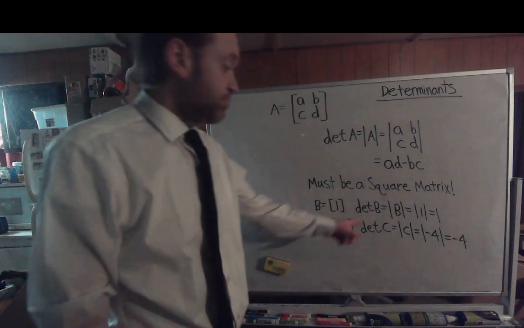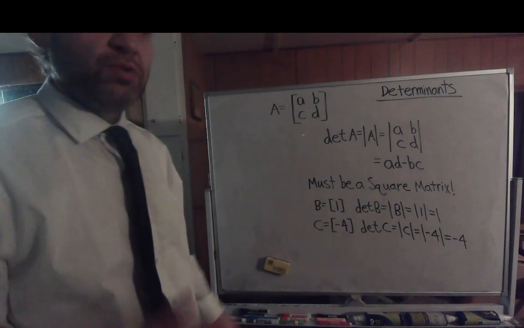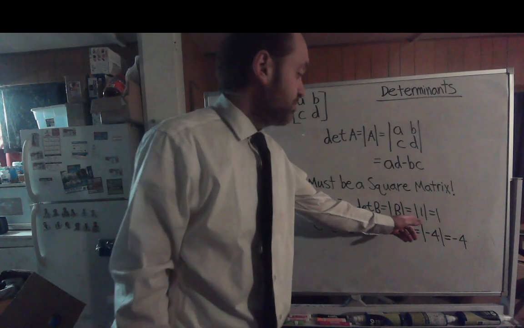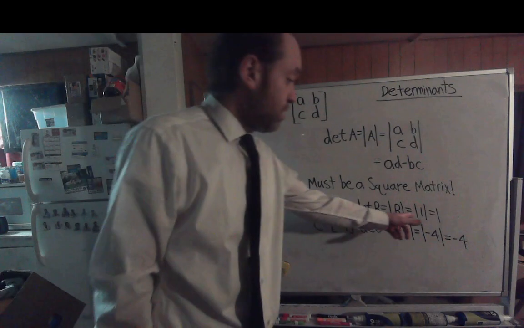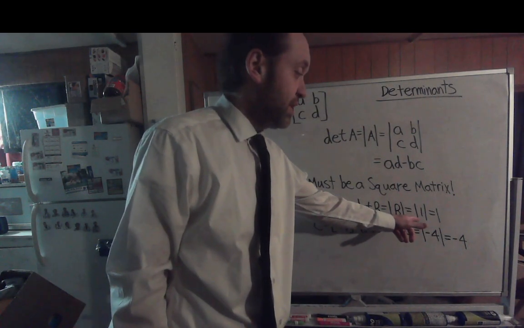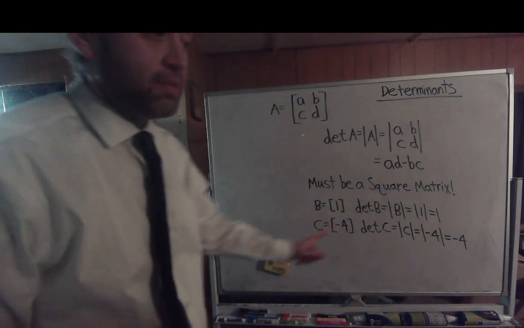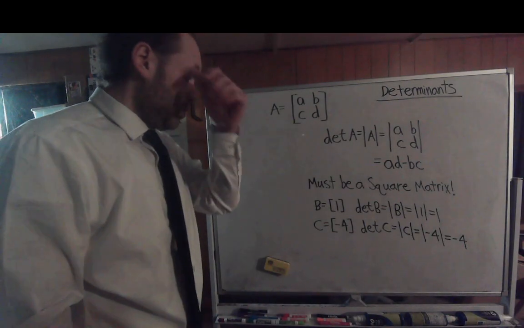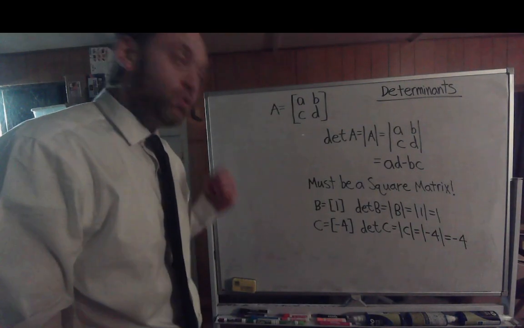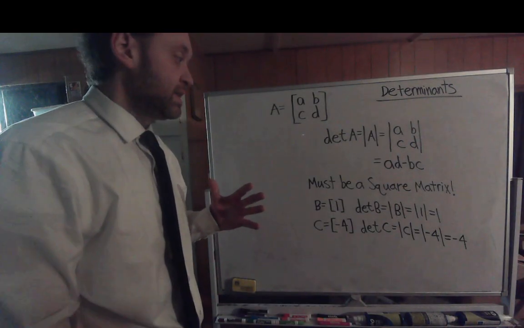It's abbreviated det B, and it looks like the absolute value of B, but it's really not the absolute value. It would look like the absolute value of 1, but it's really not the absolute value. It just equals 1. For a 1 by 1, it equals what's inside the matrix. The determinant is the total numerical value associated with the matrix.